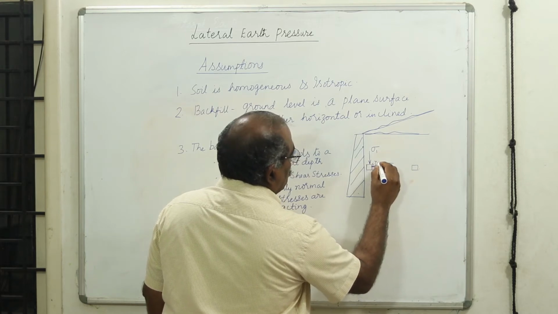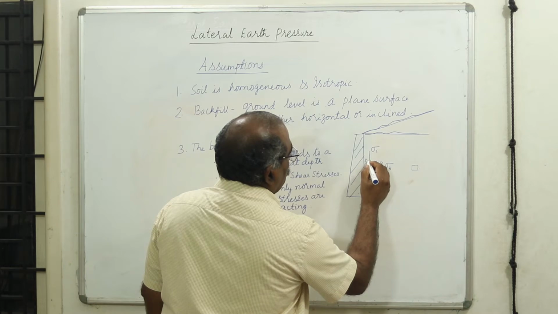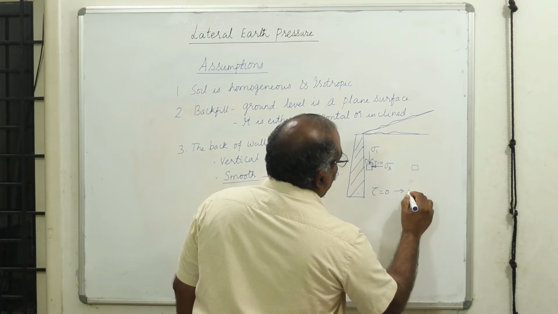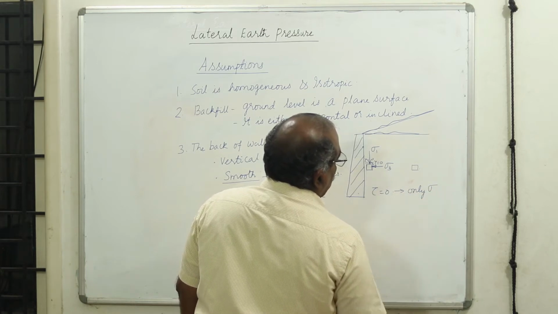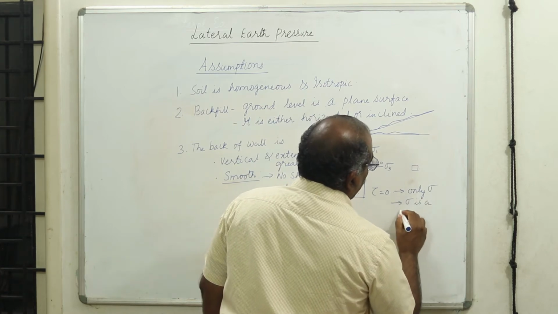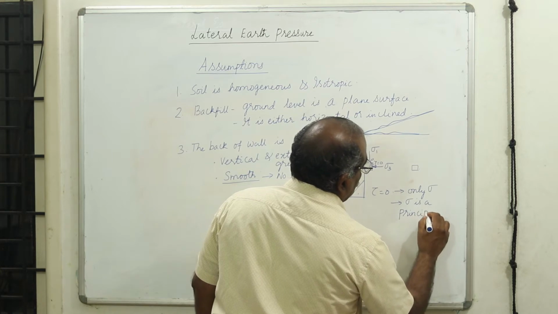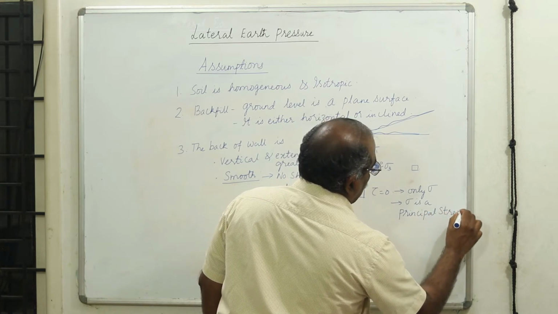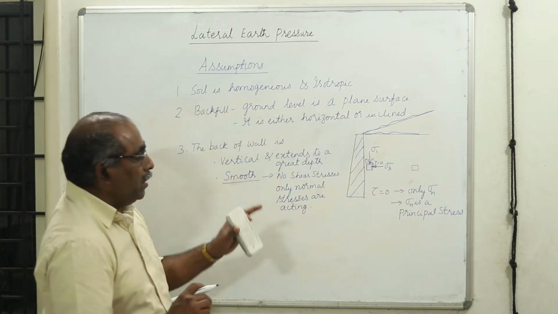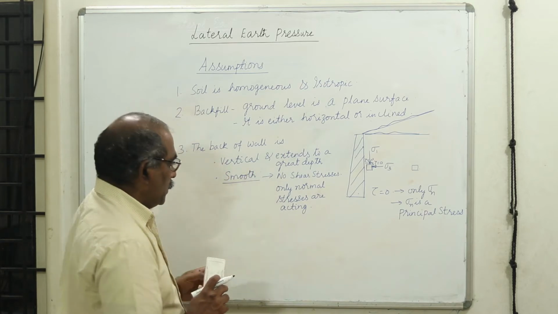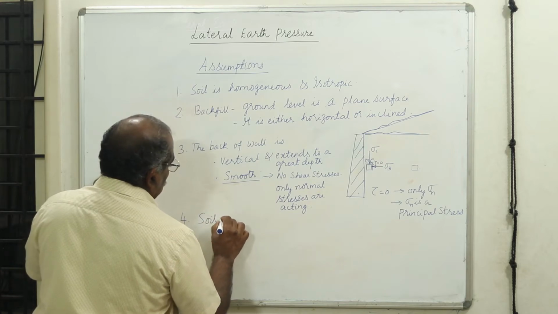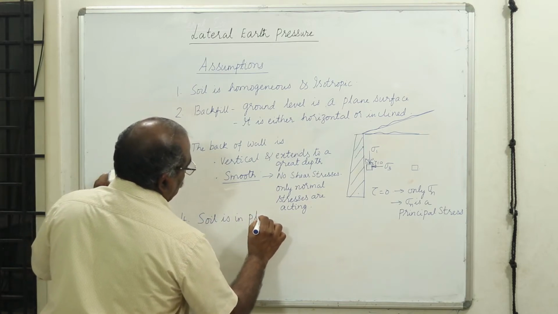Shear stresses are zero. Tau is zero. On this, tau is zero. Therefore, when tau is equal to zero, only sigma is present. It indicates that sigma is a principal stress, whatever normal stress is acting, sigma or sigma n. Therefore, only normal stresses are acting and they are principal stresses. Now, the fourth assumption is that soil is in elastic equilibrium.